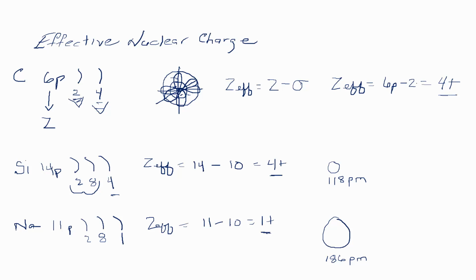So that's where we'll stop this video presentation. In the next video presentation we will talk about the trends on the periodic table, such as atomic radius, ionization energy, and electron affinity.